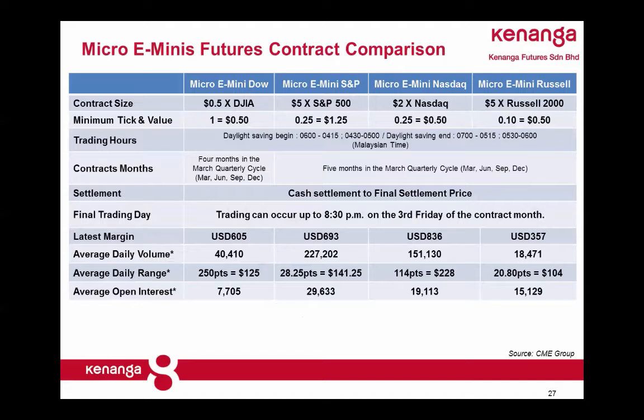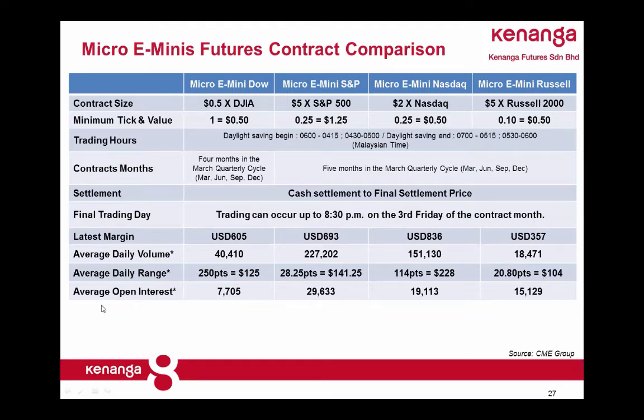Okay, this is a summary table of the contract specs just now. As you can see in the bottom three rows, the average daily volume for the E-mini S&P stands on top, followed by the Nasdaq, then Dow, and last will be Russell. For the average daily range, the highest will be the micro E-mini Nasdaq, followed by S&P 500, then micro Dow, and lastly Russell 2000.